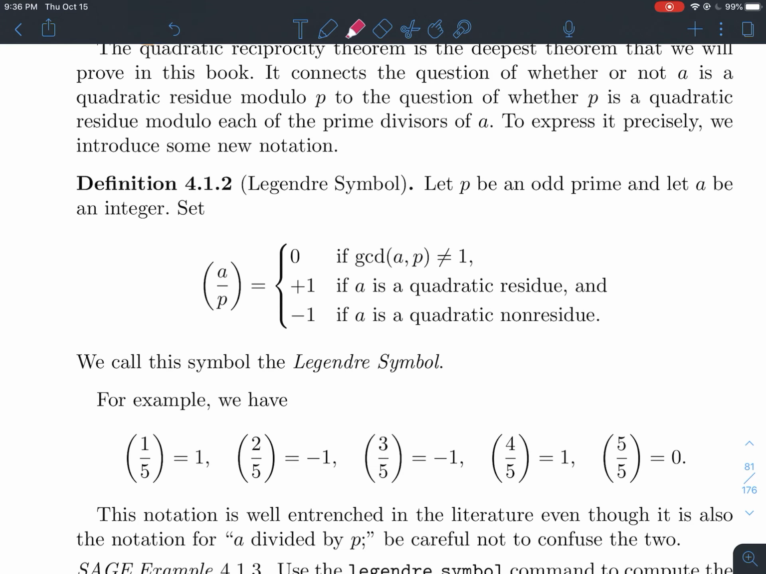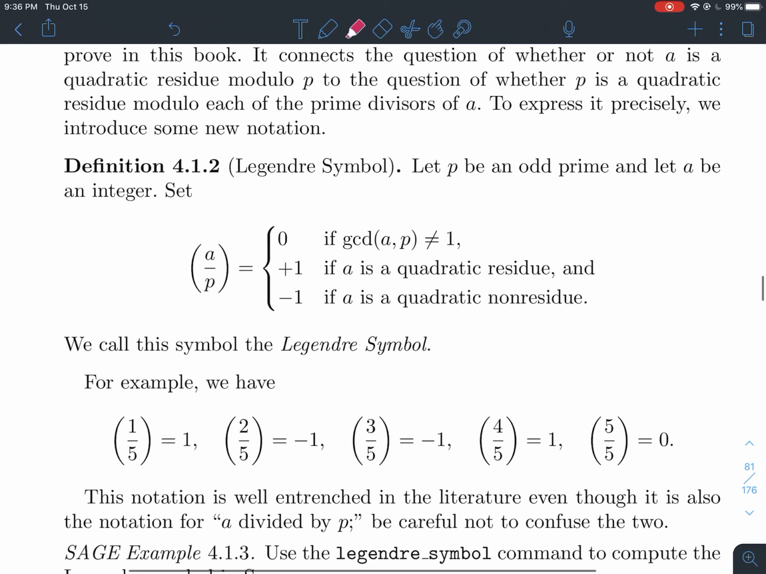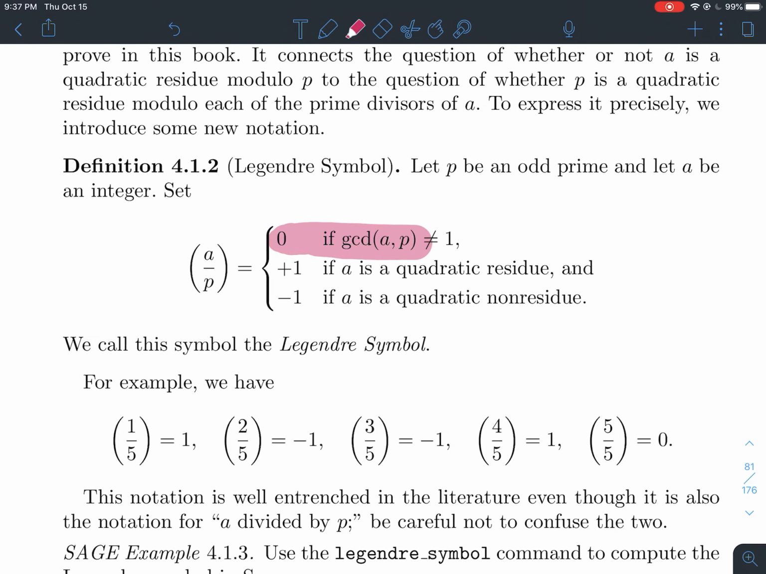Don't focus on the piecewise stuff to the right. The notation for the Legendre symbol is parentheses a over p. When I see that, I say to myself, that's the Legendre symbol of a mod p. Now here is what this symbol is defined to be. It's one of the following 3 possibilities. It represents 0 if p divides a. It represents positive 1 if a is a quadratic residue mod p. And it represents negative 1 if a is a quadratic non-residue.